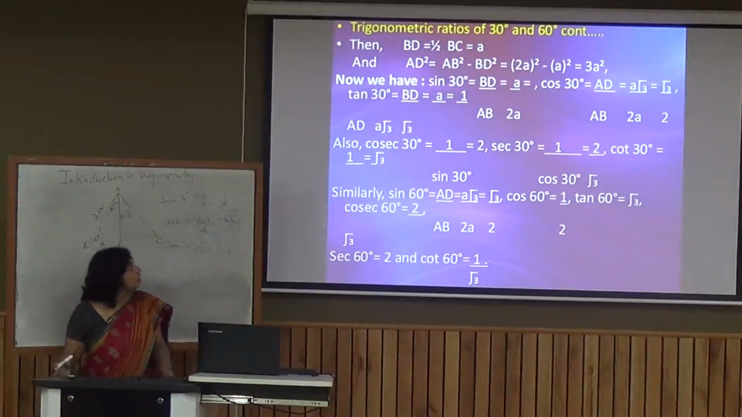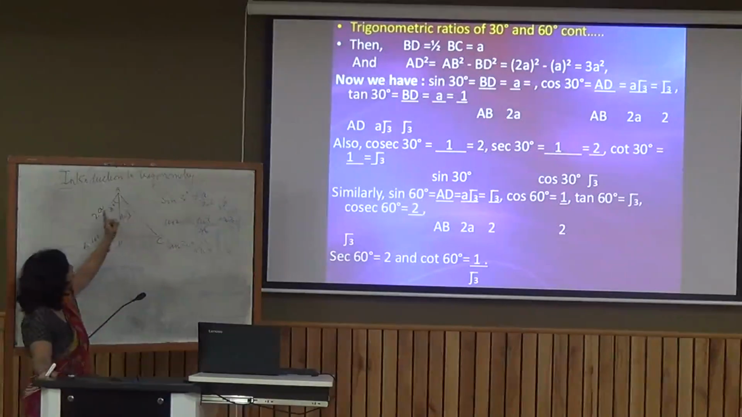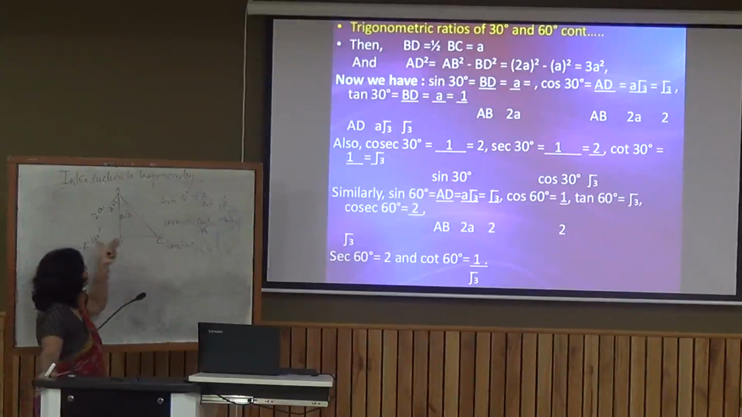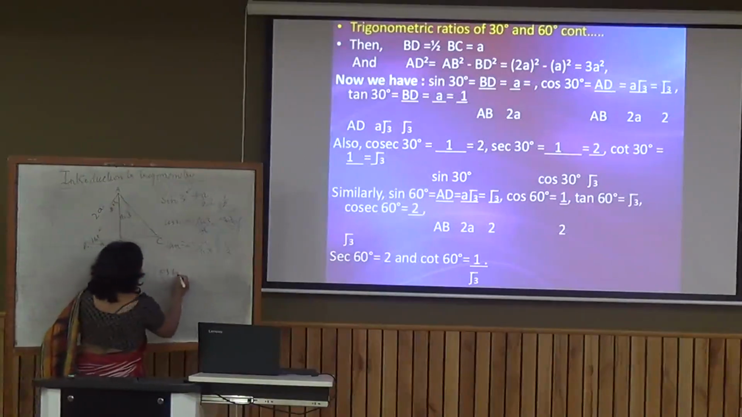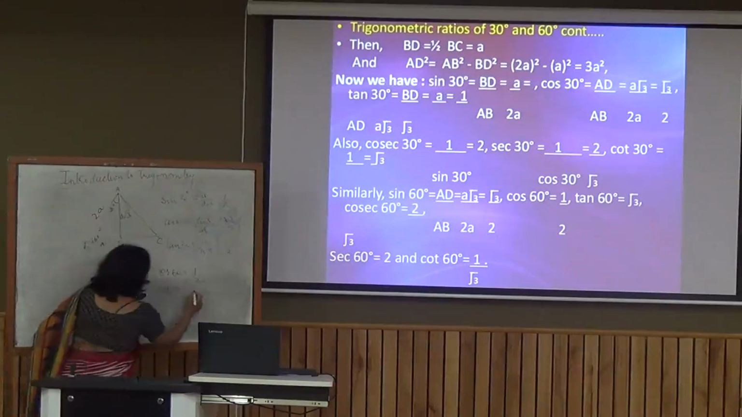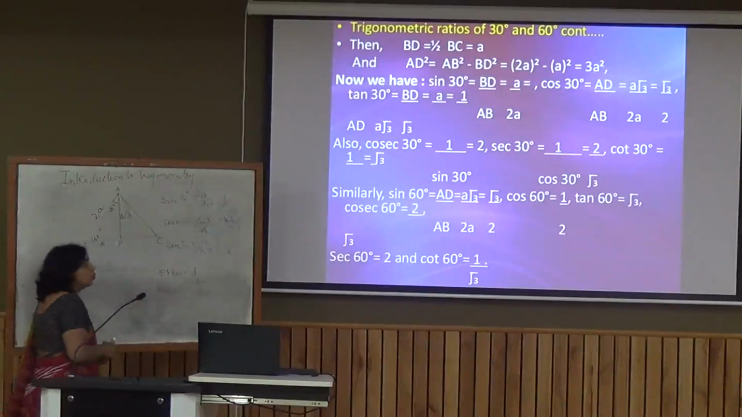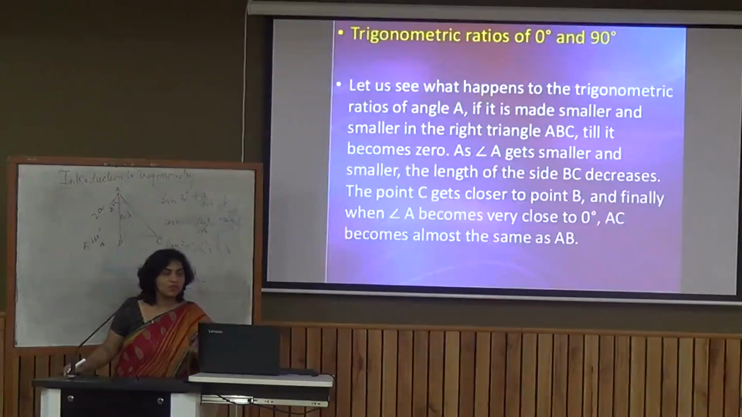Now let us consider the 60 degree angle. For 60 degrees, sine 60 will be A root 3 upon 2A, where we cancel out A, we get sine 60 as root 3 upon 2, then cos 60 as A upon 2A, that gives us 1 by 2, and tan 60 as opposite upon base, that gives us tan 60 as root 3, and similarly the others can be calculated by taking their reciprocals.